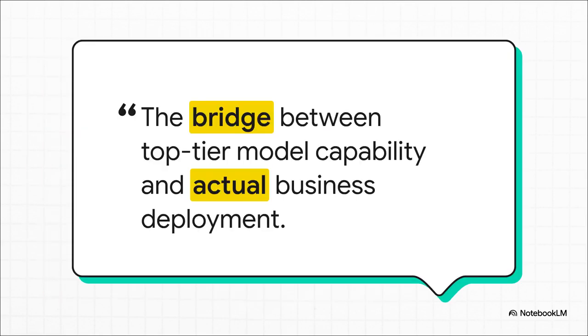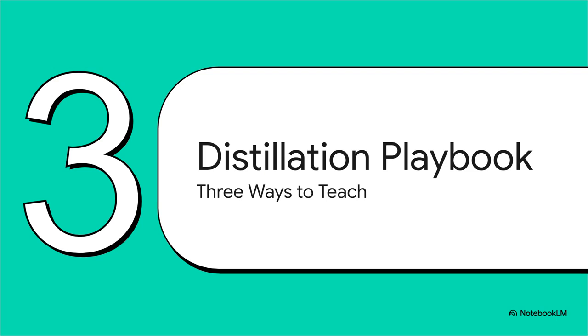And this is where it gets really important for the real world. Knowledge distillation isn't just some clever academic trick. Not at all. It is the essential bridge that connects those top-tier AI capabilities with actual, practical business use. It's the thing that makes the most powerful AI in the world actually usable for the rest of us. Okay, so how does this teaching process actually work? Well, there are three main ways to do it, and each one goes a little deeper into the teacher's mind, so to speak. Let's break down the playbook.